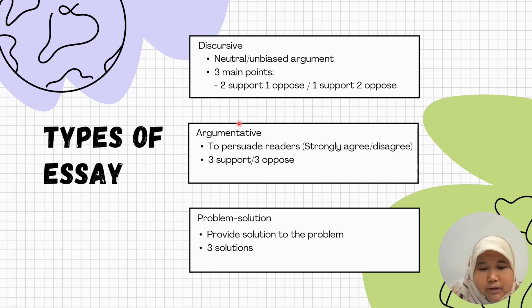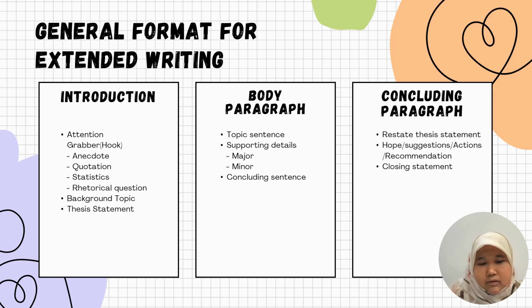Then argumentative is to persuade readers. You either strongly agree with the question or strongly disagree. So for the three main points, you have either three supporting or three opposing. For the problem solution type of essay, you have to provide solutions to the problem. You have to have at least three solutions in the essay.